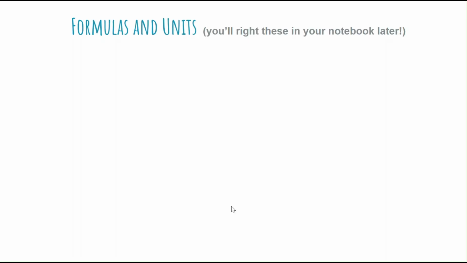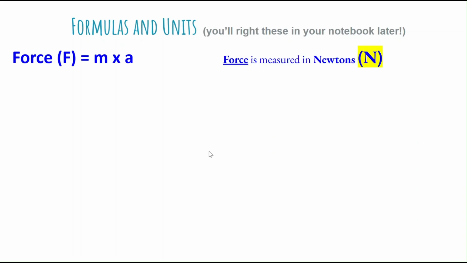All right, so again, you're not writing this in your notebooks just yet, but we have a lot of formulas that we're going to use in 8th grade science, and so it is important to understand the formulas, and units matter. So later on, you'll be writing these in your notebooks. Okay, force we already talked about over the past several days.